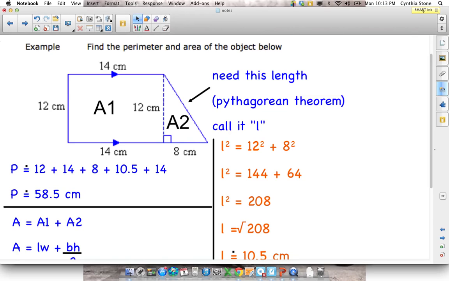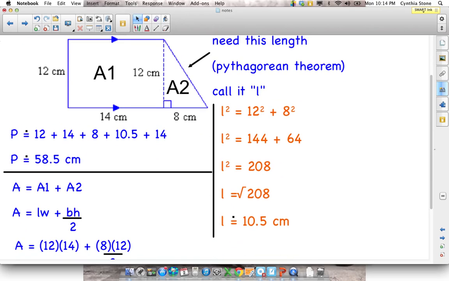Okay? So I'm going to call this L, just for the sake of argument, and I'm going to use Pythagorean theorem. That says that since this is a right angle triangle, this distance squared, L squared, equals this squared plus this squared. Work through the numbers. There's a square root button, so you get L squared equals 208, and then L is the square root of 208, and again, it's approximately equal to 10.5.